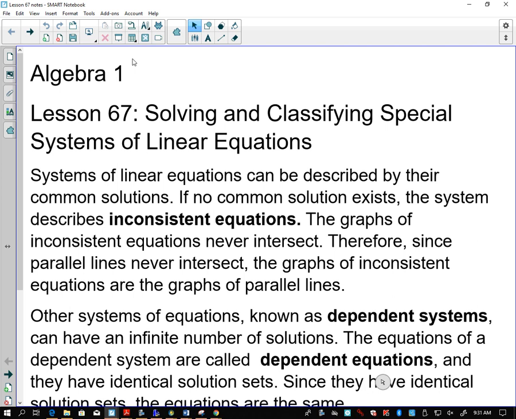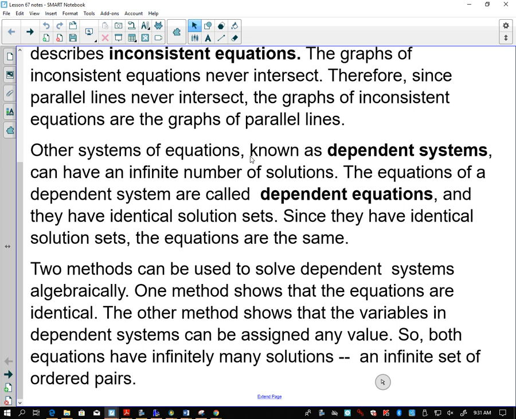So we see what the equations would look like, and we see what the graphs would look like in an inconsistent system. The graphs of inconsistent equations never intersect. Therefore, since parallel lines never intersect, the graphs of inconsistent equations are the graphs of parallel lines. So notice that we have that word in bold, inconsistent equations. Inconsistent equations are, and you should be able to say, parallel. Okay, parallel lines are inconsistent equations.